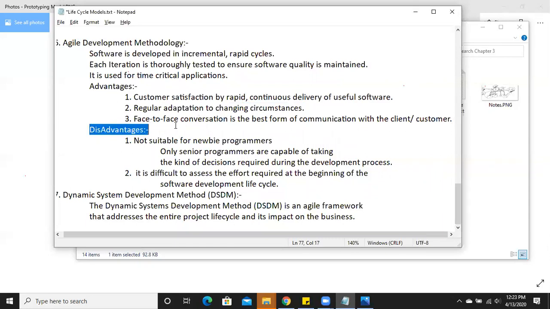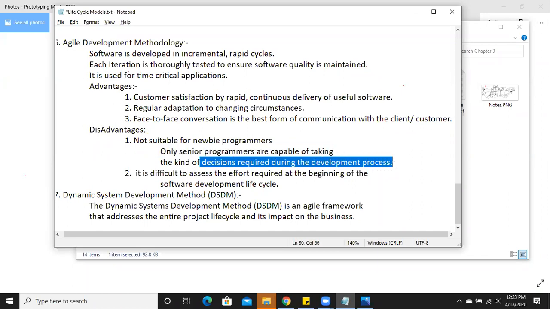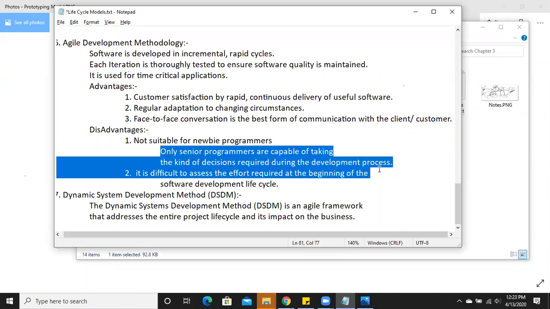Okay, so face to face conversation is the best form for solving our doubts. And if we move towards the disadvantages, it is not suitable for newbie programmers, because, as we have already mentioned, there is a combination of both models. So first programmers have to work on those models individually, and then they will further move to these models, right? Agile development methodology: only a senior programmer is capable of taking the kind of decisions required during the development process. As we have already said, this is used for critical applications, so professionals are required for decision making, right?